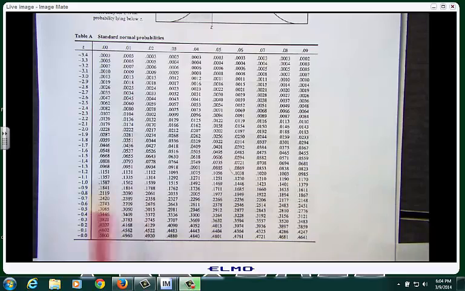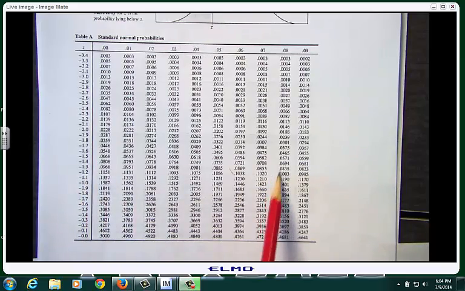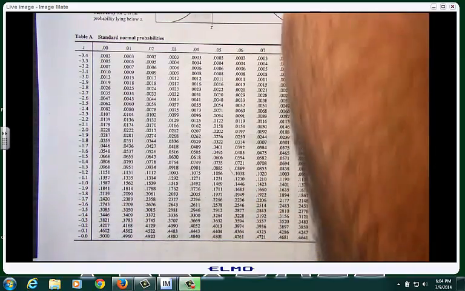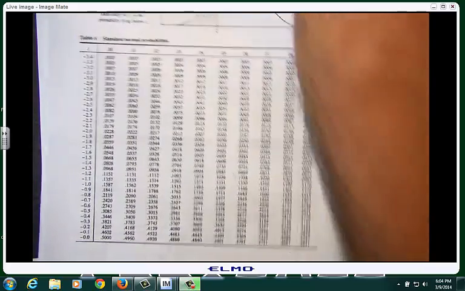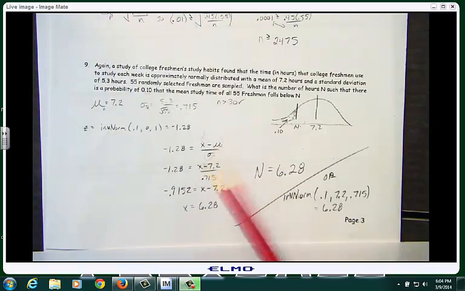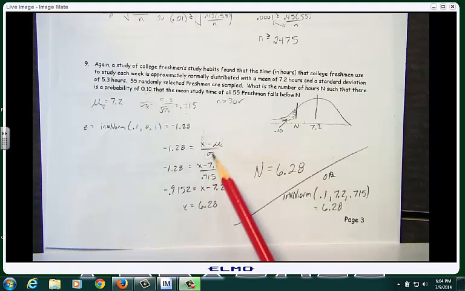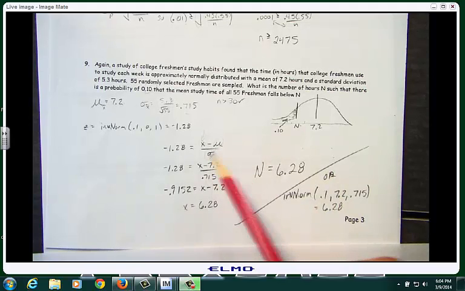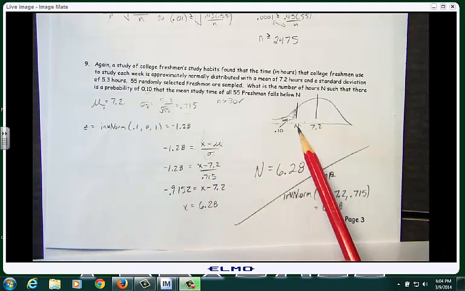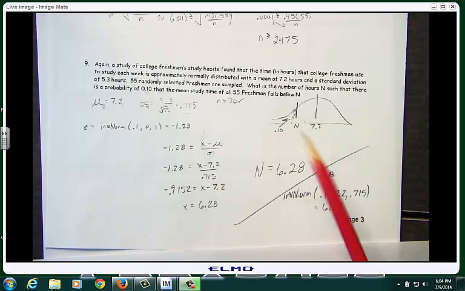And that z-score is negative 1.28. So either using the calculator or using the table, we can come up with this z-score to plug into z equals x minus mu over sigma. Now we know mu and we know sigma. What we're looking for is x, this value that has an area of 10% below.